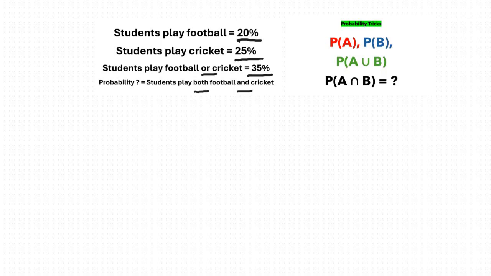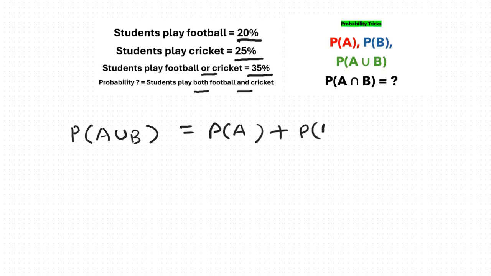The formula to solve this problem is: probability of A union B equals probability of A plus probability of B minus probability of A intersection B.